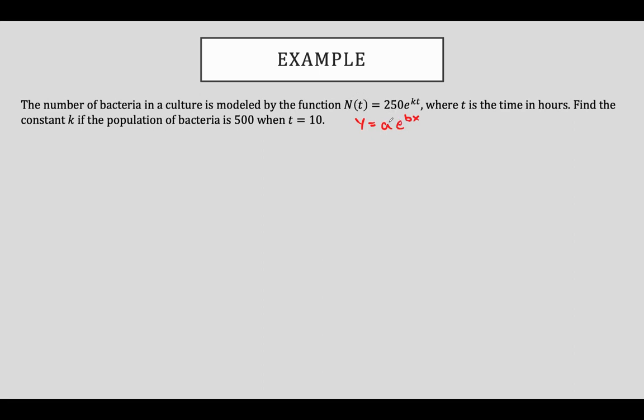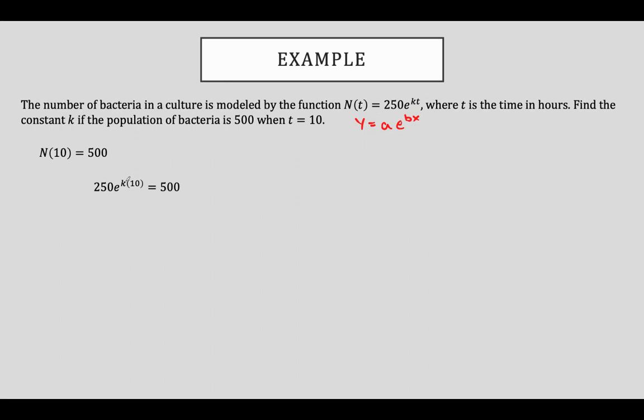We already have our constant in front, a, which is 250. So what we're actually solving for is this constant k, or what would have been b on the previous slide. It says find the constant k if the population of bacteria is 500 when t equals 10. What does this mean? This tells me that if I plug in 10 for t into my function, I need to get out 500. N of 10 is equal to 500.